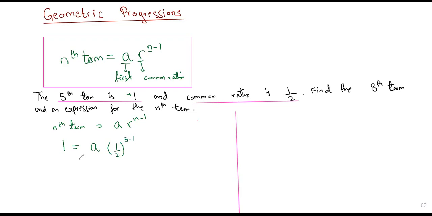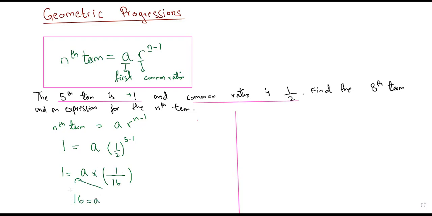I'll play with this. This equation has one variable only, that is a. I can easily find the value of a by making it the subject. So 1 equals a into anything to the power 1 would be 1 divided by 2 to the power 5 minus 1, that is 2 to the power 4, and that is going to be 16. And now I'll just take 16 to that side, and this would give me a equals 16.